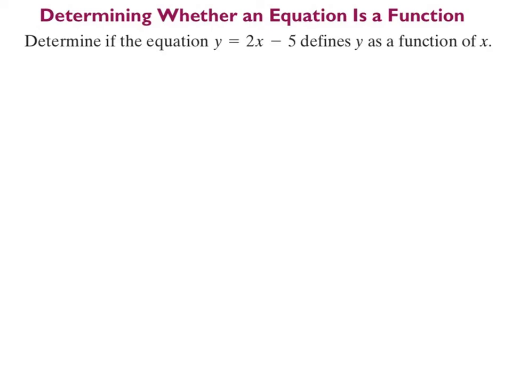So now, let's determine whether an equation is a function. So in this example, we're going to determine if the equation y equals 2x minus 5, which is an equation, you know that, defines y as a function of x. And you might be asking yourself, what does that even mean? So it's essentially asking the same question that we've been asking this whole video, which is, is this relation also a function? So you could make a table of values until you were blue in the face and determine that every x has one output y. You could make a map, same thing. You could graph it, which we're going to do in a second.